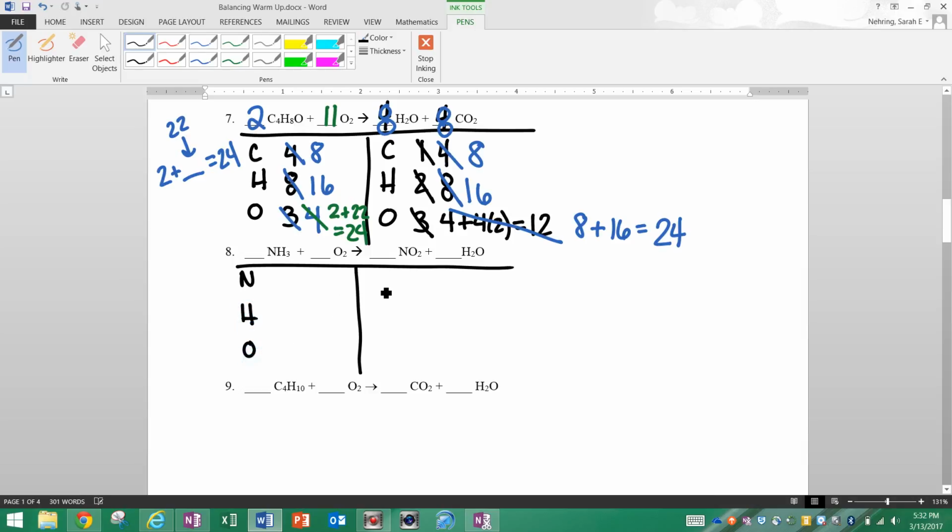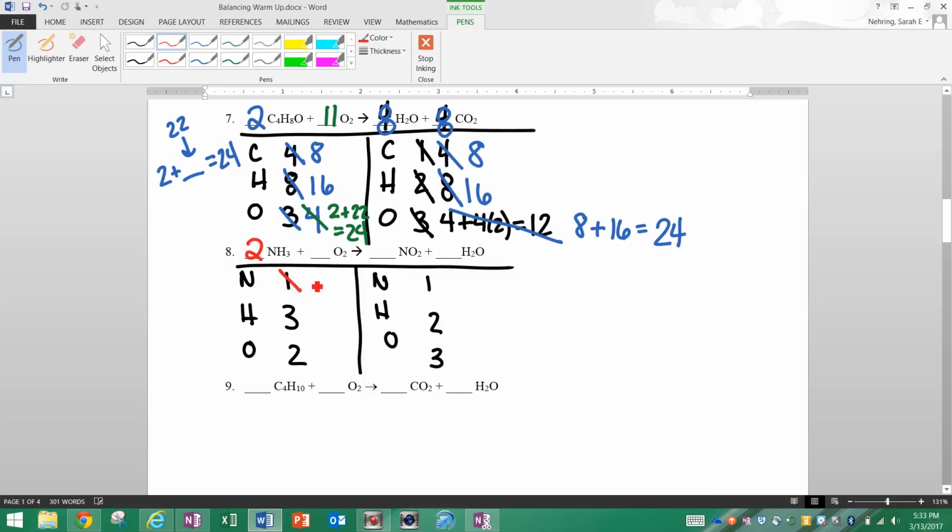So N, H, and O. I've got 1 N, 3 H's, 2 O's, 1 N, 2 H's, and 3 O's. So what do we want to balance first? Let's save the oxygen for last because oxygen shows up in several places. So let's do the hydrogens next. So 3 and a 2, lowest common multiple is 6. So let's make this a 2.